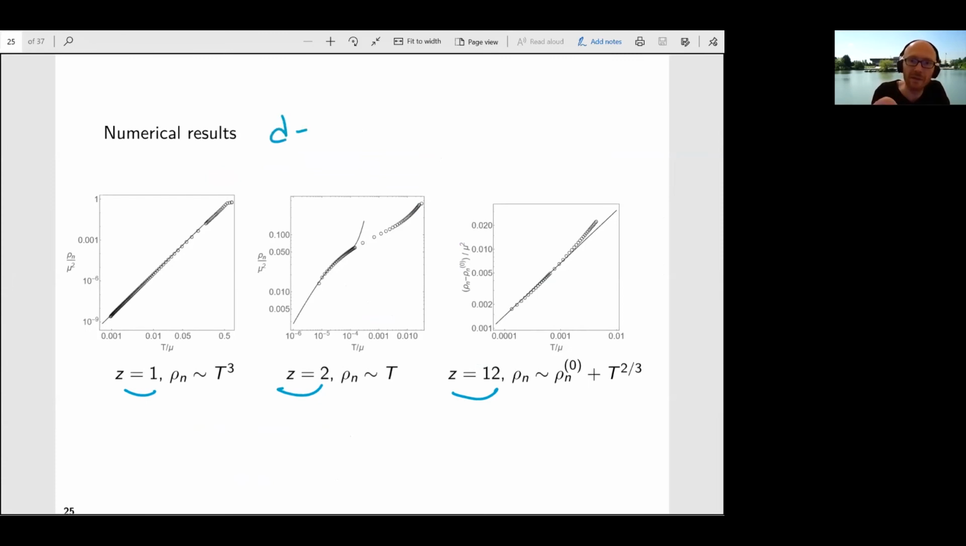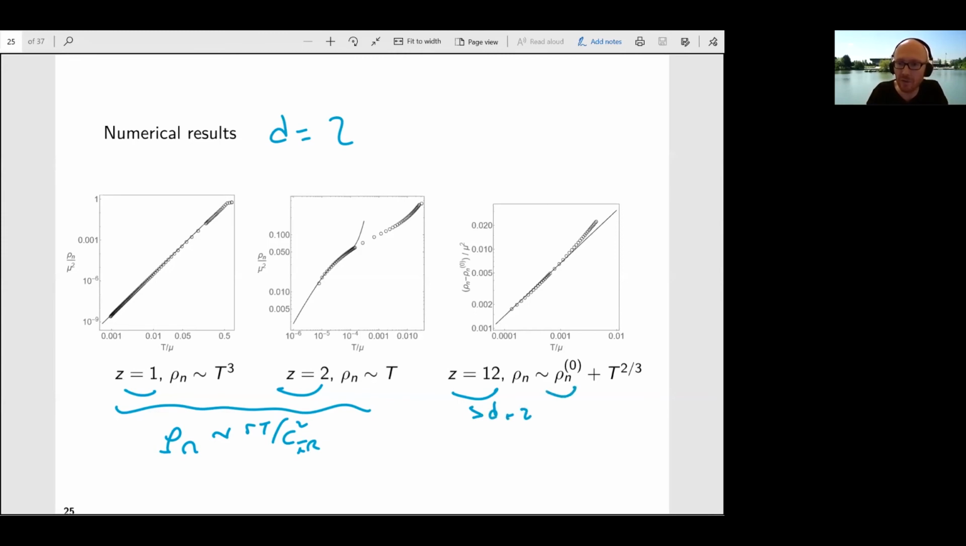This is in 4 space-time dimensions, 4-dimensional bulks. So both of these cases have a rho_n that goes like s T over c_IR squared, as I was mentioning on the previous slide. These are these solid lines, and the dots are the numerical results. And z equal 12, so this is greater than d plus 2, rho_n goes to some constant.